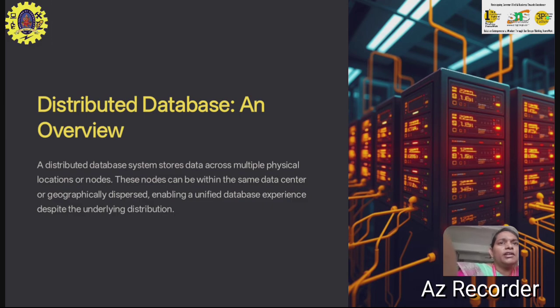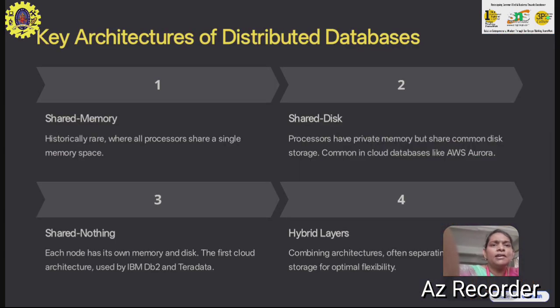A distributed database is simply a database where the data isn't stored in one single place. Instead, it is spread across multiple physical locations, sometimes in the same data center, sometimes across continents, but to the user, it feels like a single unified database. Think of Netflix: whether you are in India, the US or Europe, you can see the same content, but the data comes from the server nearest to you. So that is a distributed database.